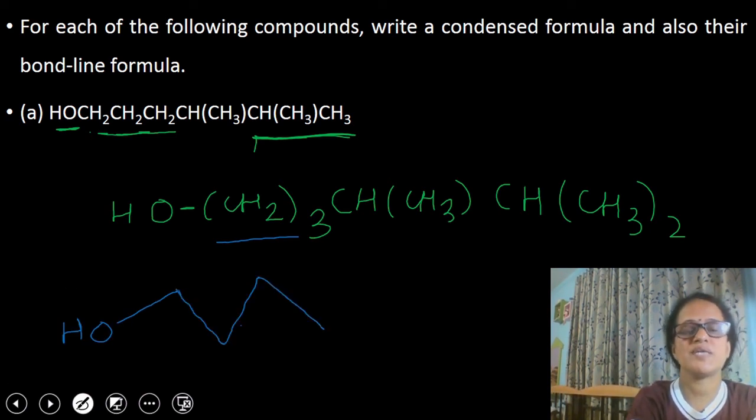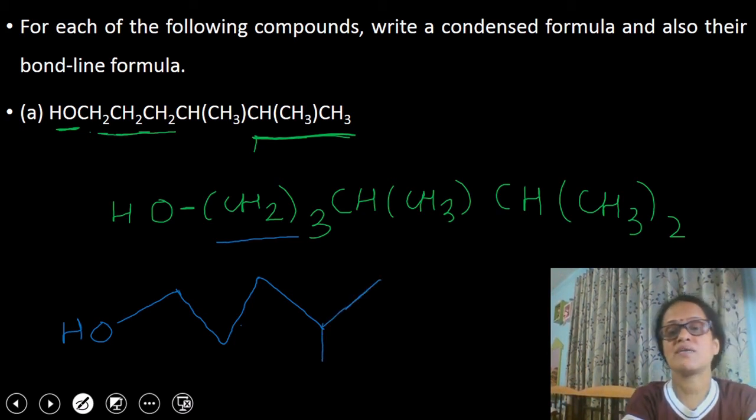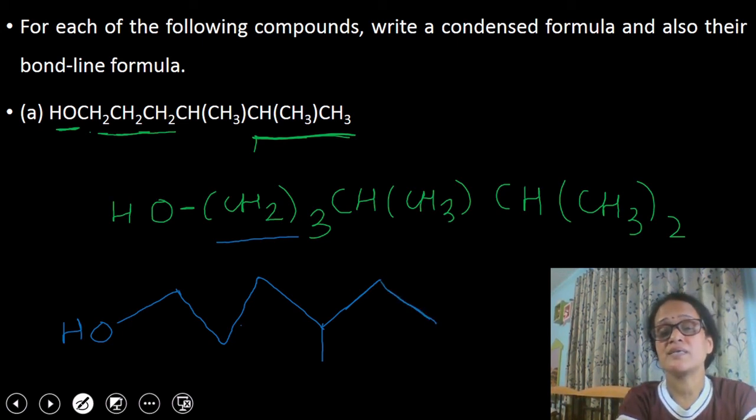So you can see that we have 3 CH2 groups, 1, 2, 3. Then here you have a CH3, which we will write by a free line. Then again you have CH. Then this, so you can see here we have OH.